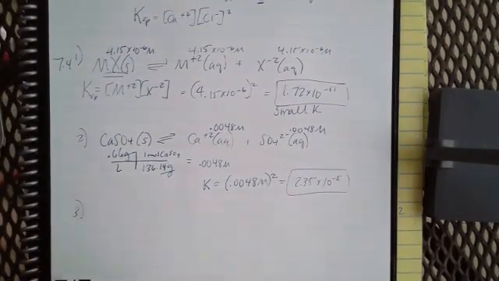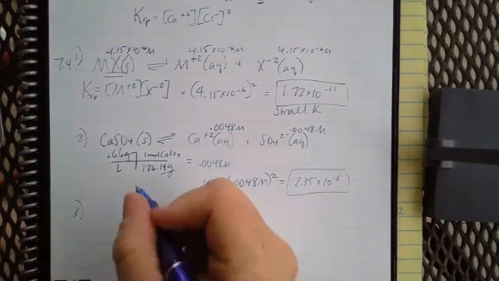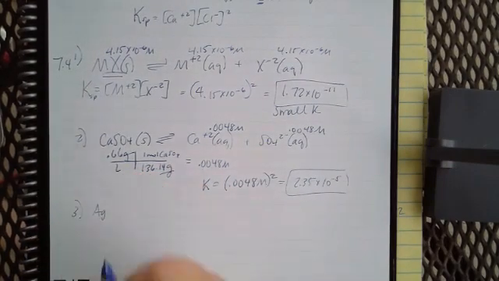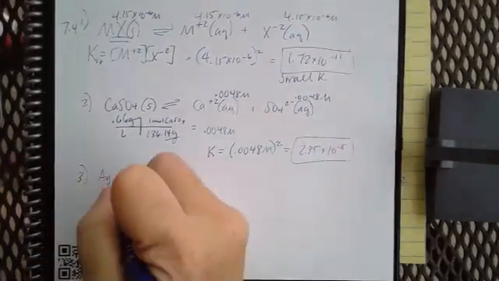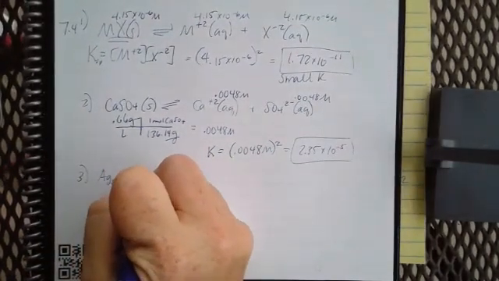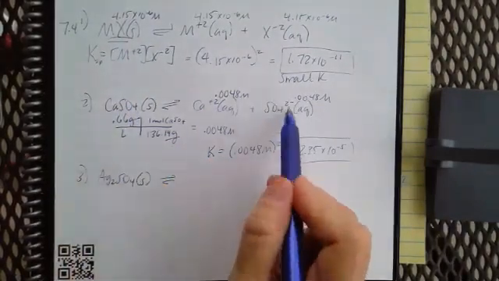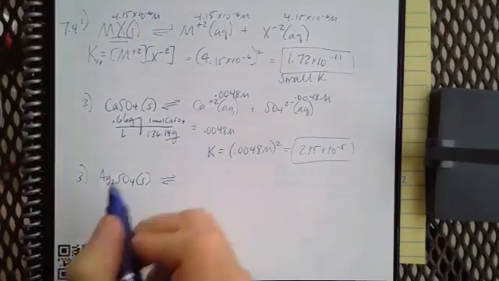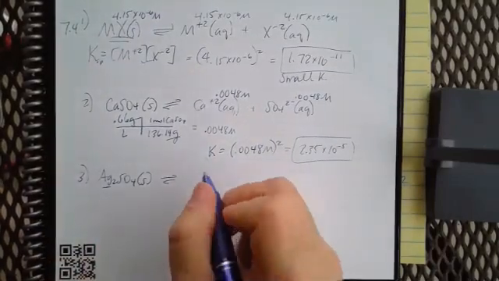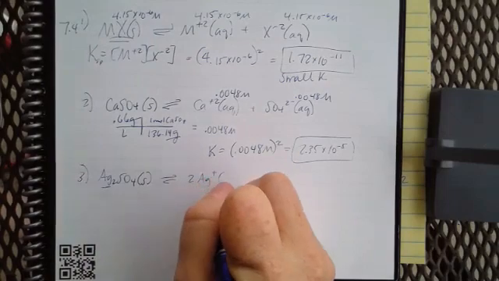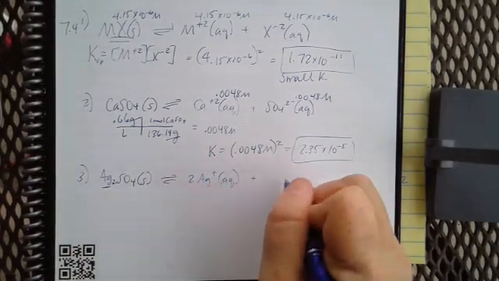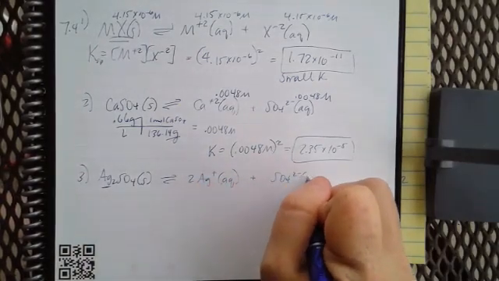Number 3, we're working backwards. We are given the K, and we have to find the molar solubility. And this one's a little different because it has multiple ions. So it's silver sulfate, Ag2SO4. And so that's going to break into, we'll keep your sulfate together. If you have a polyatomic ion, we'll keep it together. But we're going to split that into 2 silver plus 1 ions and 1 sulfate.